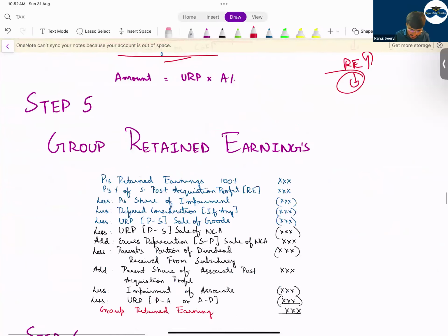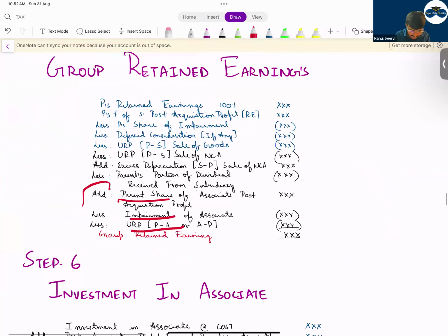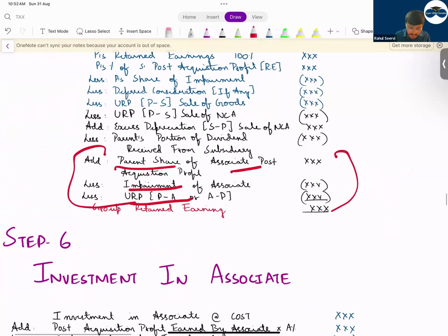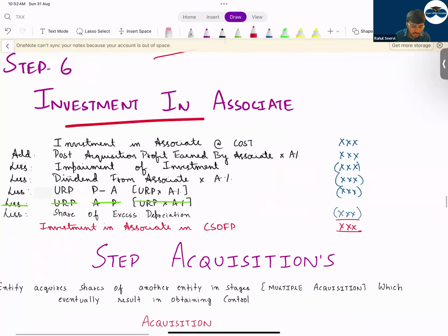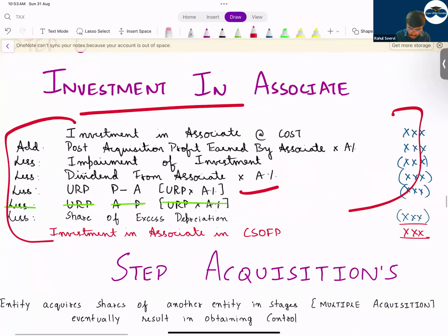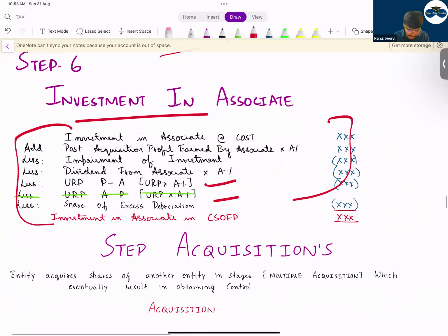So again, I have written the additional adjustments we do here. Parent's share of associate profit, less impairment of associate, less URP of both the cases, because that URP adjustment is not done in this. If the URP adjustment is done in that, then no need to repeat it here. Group retained earnings. Then step number 6, we calculate this investment in associate. Already discussed with you. Any doubts still here?